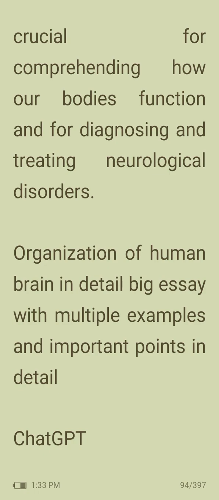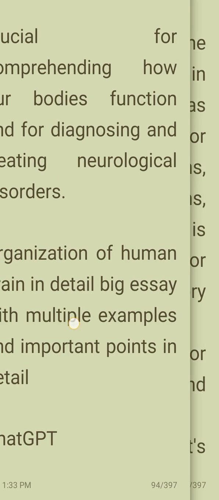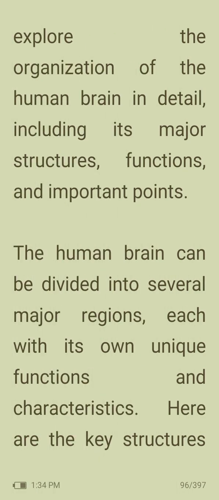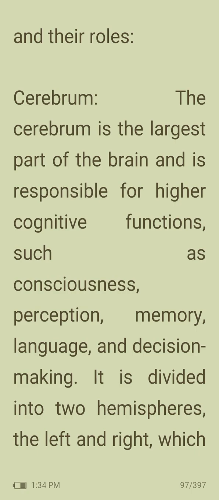Then, organization of human brain in detail. The human brain is the most complex organ in the body and serves as the cortical center for all bodily functions, thoughts, emotions, and behaviors. It is responsible for processing sensory information, coordinating motor responses, and maintaining homeostasis. The human brain can be divided into several major regions, each with its own unique functions and characteristics. Here are the key structures and their roles.